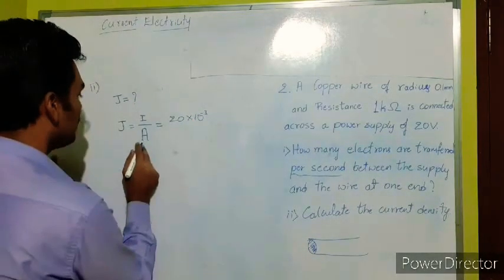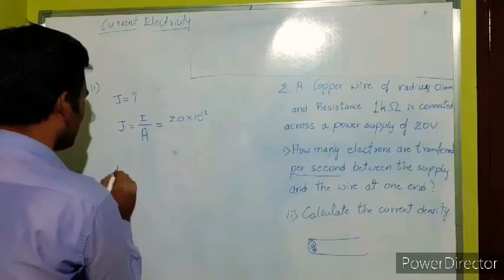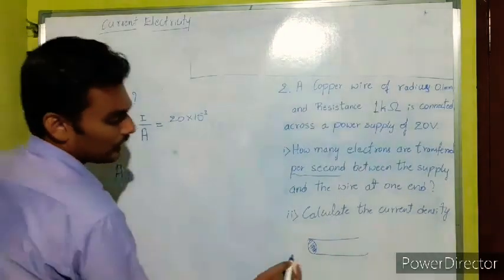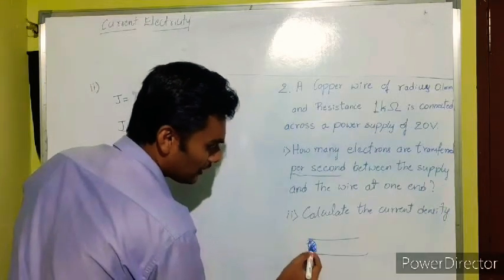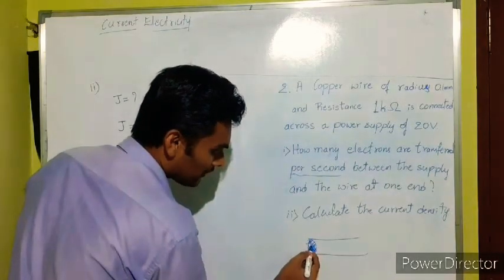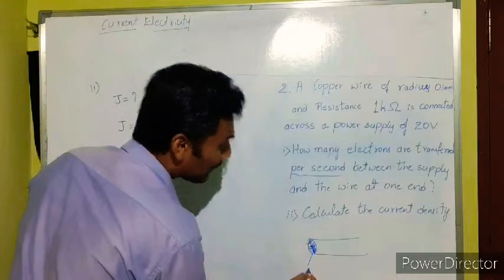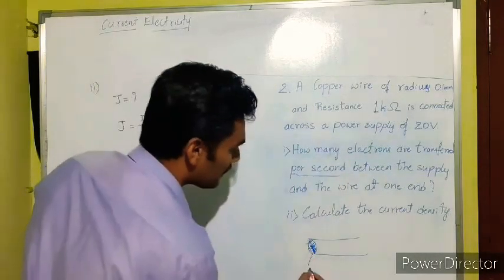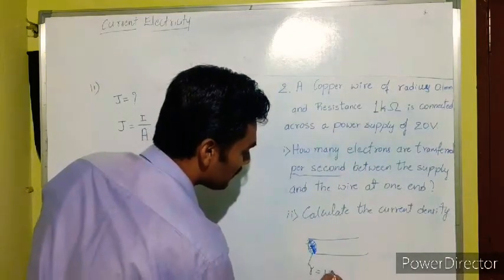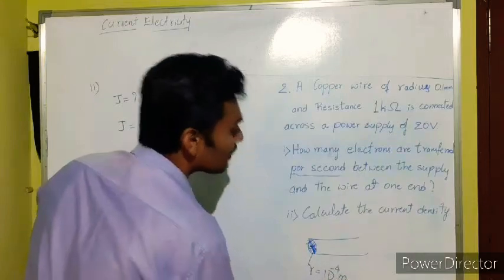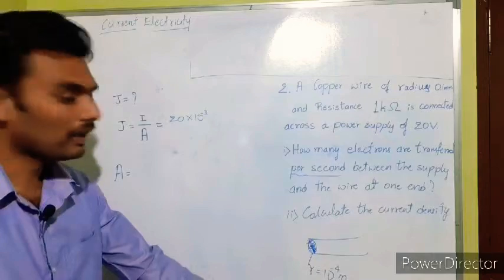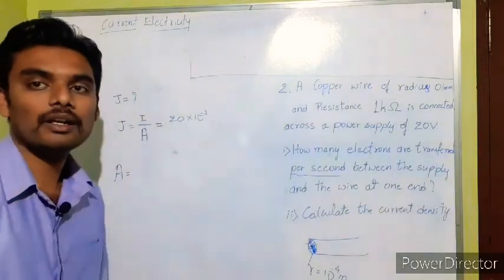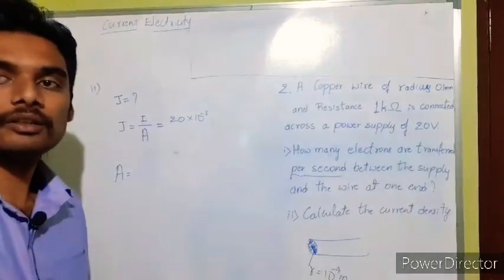Now, when it comes to this A value, the cross section is circular. Since the cross section is circular, the value of radius that we have from the given data is R equal to 10 to the power of minus 4 meter, right? So we have R, which is equal to 10 to the power of minus 4 meter.